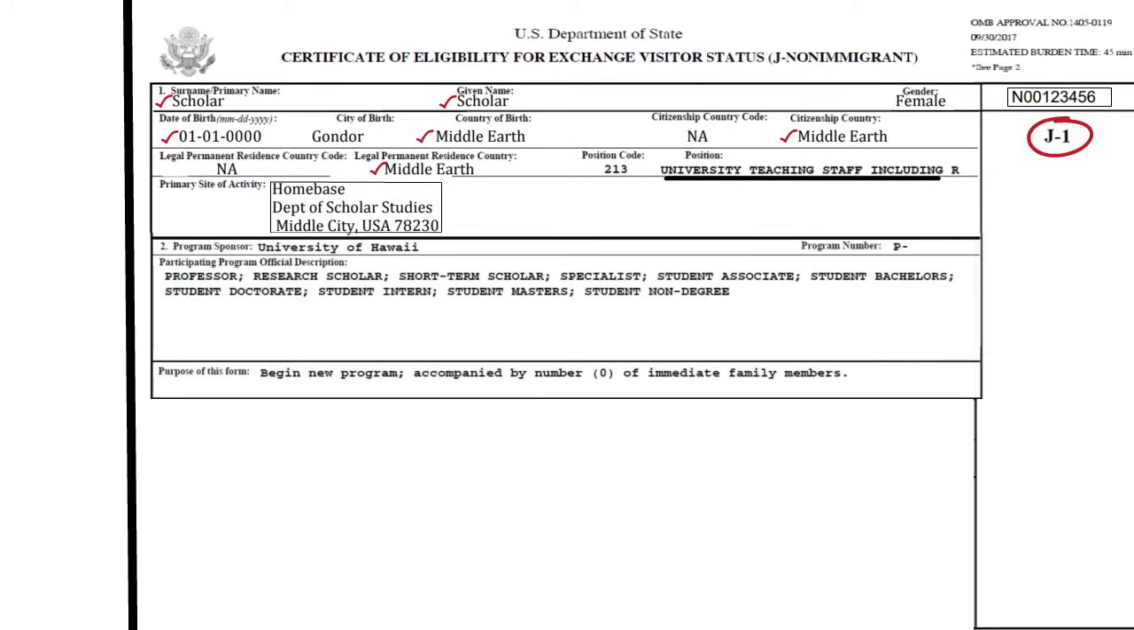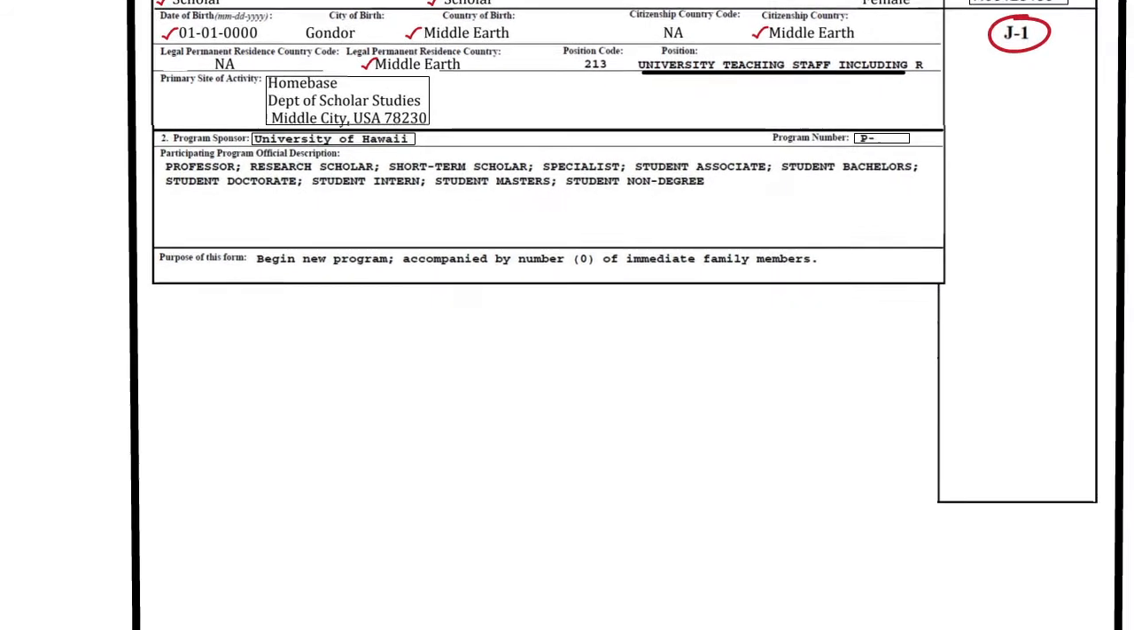Section 2. Section 2 is all about the participating program sponsor information. Your university. This section includes your institution's program sponsor name, as well as their program number. You will need both the program name and number to apply for your visa.